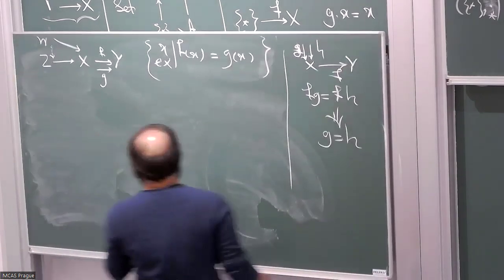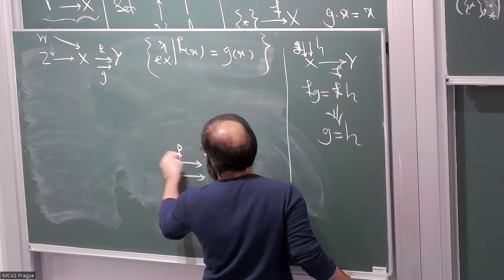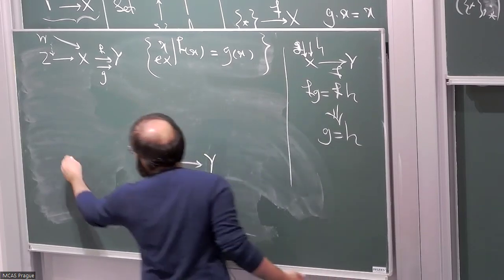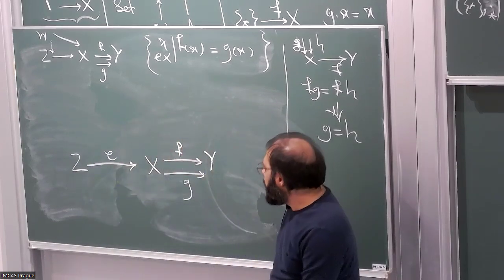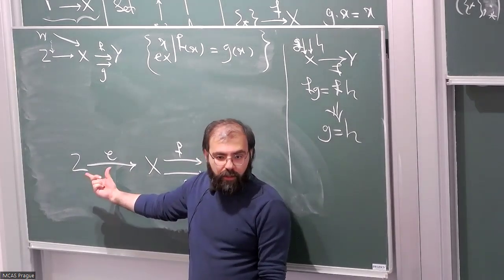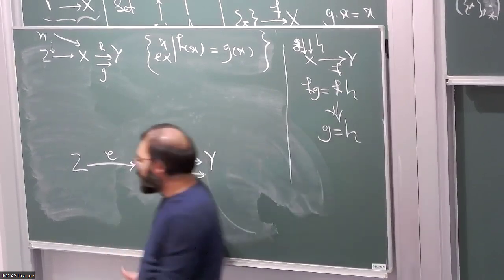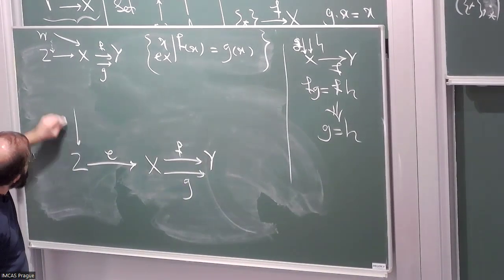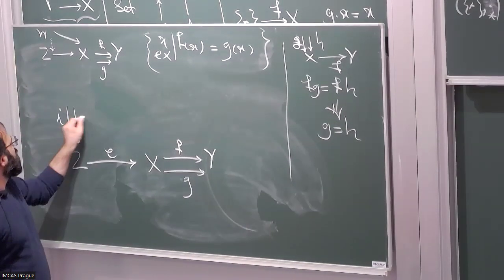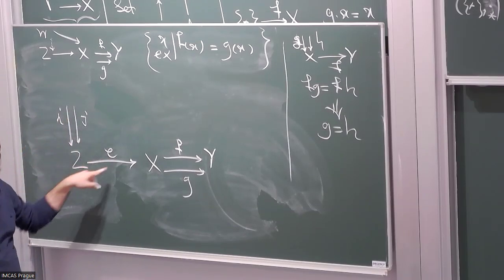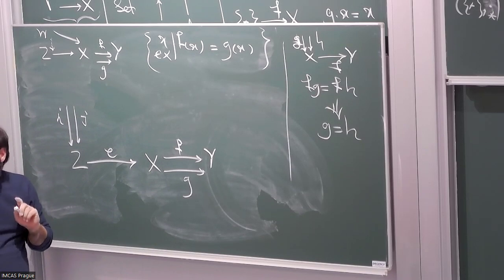Let's see if it is. Let's write the big guy here. Two maps, F and G. Let's say that the equalizer exists, and call it E. My claim is that this guy must be monic. Let's prove it. Let's say that I have two maps, I and J, such that EI and EJ are equal, and I want to show that I and J are equal.